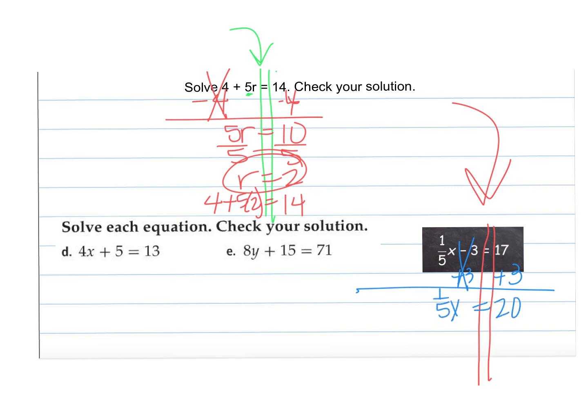And then if you remember what we do when we have a fraction, we multiply times the reciprocal on both sides. I'm going to make 20 a fraction just because then it's easy for me. So 5 over 1 times 1/5 is 1. So we just bring x equals 100. And then let's check that. So 1/5 times 100, which is really 1/5 of 100, is 20, because 100 divided by 5 is 20. And then minus 3, 20 minus 3 gives me 17. So then x equals 100.